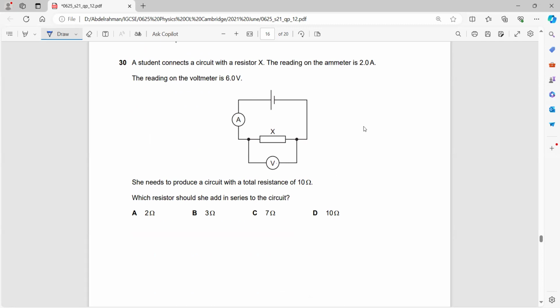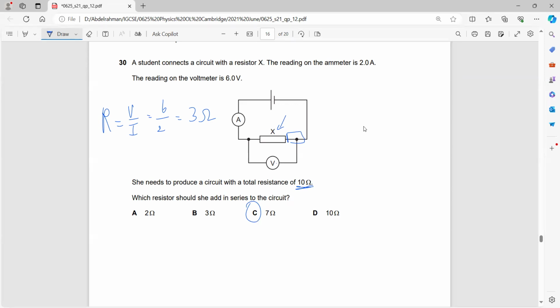Can we just calculate the resistance of X initially? Yes, R equals V over I. V is 6, I is 2, so the resistance of this resistor is 3 ohms. Most of you would have just chosen B. But she needs to produce a circuit with a total resistance of 10 ohms. So you need to add another resistor in series, which would have a resistance of 7 ohms, and the total resistance would be 10 ohms.